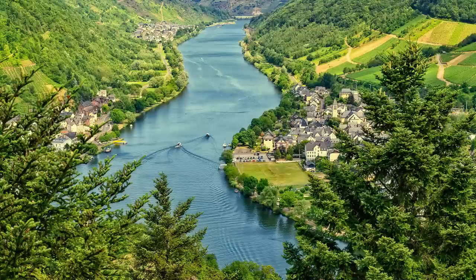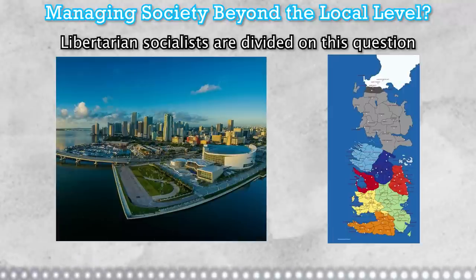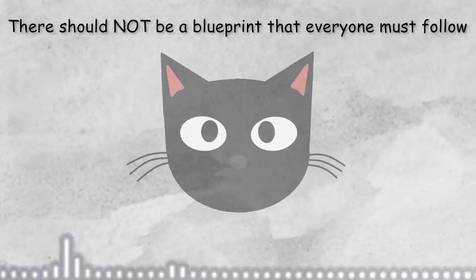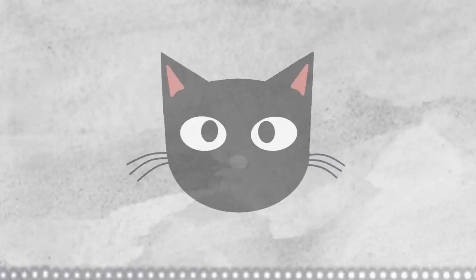It's not like millions of people can all attend the same meeting, so how can decisions be made beyond the local level? Libertarian socialists have various opinions on how to answer this question, and they have some pretty big disagreements. But one of the things they agree on is that there should not be one single political blueprint that everyone must follow. No, the people of different communities and regions can decide their own way to do things, but the basic idea goes a little something like this.